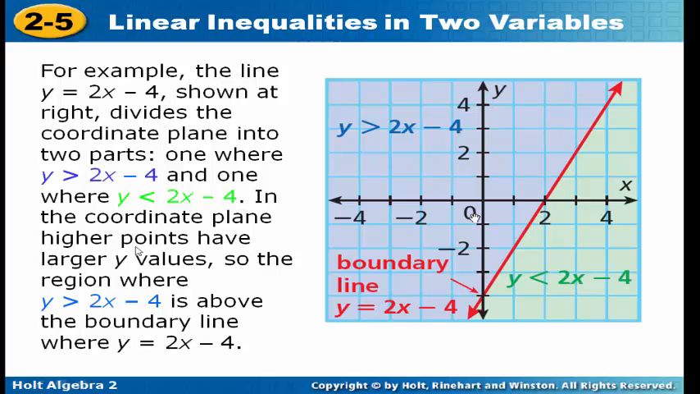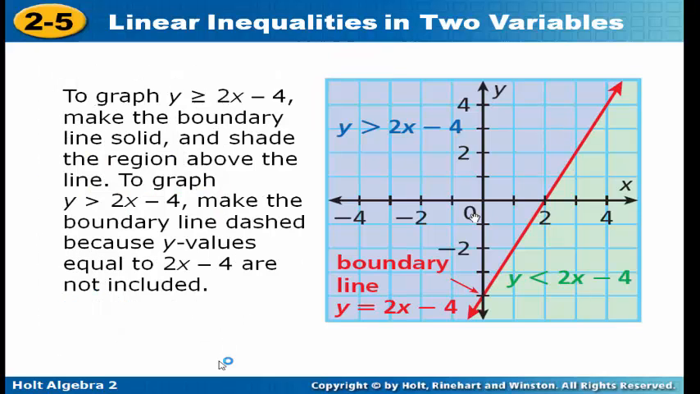In the coordinate plane, higher points have larger y values, so the region where y is greater than 2x minus 4 is above the boundary line where y equals 2x minus 4. To graph y greater than 2x minus 4, make the boundary line solid and shade the region above the line. To graph y smaller than 2x minus 4, make the boundary line dashed because y values are not equal to 2x minus 4.